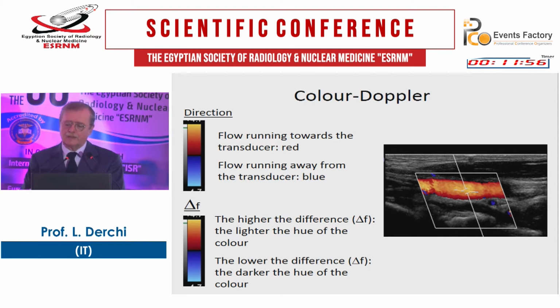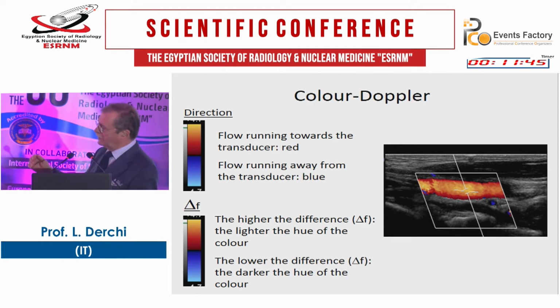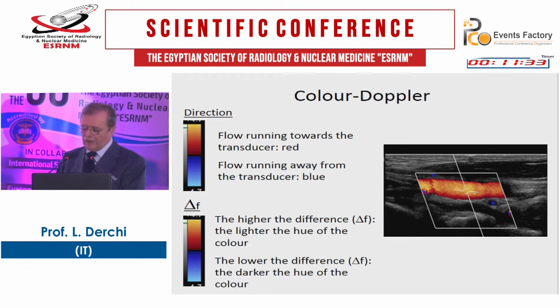We know that the flow within a vessel has a parabolic shape with the higher velocity in the middle and lower velocity close to the wall. And you see the darker hues of red are close to the wall, and the lighter hues are in the middle.